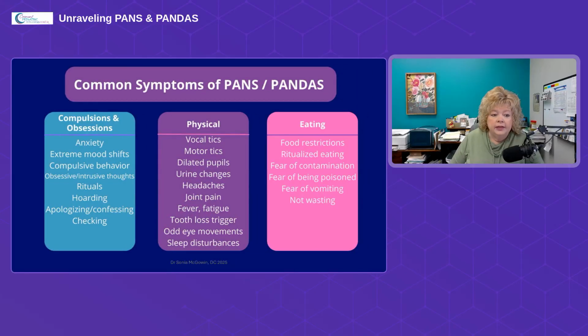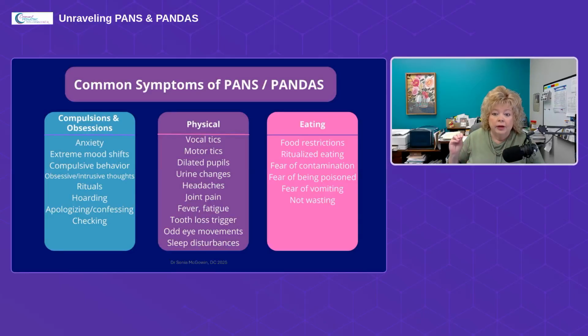All right. Obsessions and compulsions are very common. So remember that obsessions are thoughts and compulsions are behaviors. So again, we have the anxiety, the extreme mood shifts. We see compulsive behavior. Sometimes kids will talk about having obsessive or intrusive thoughts, and rituals. Rituals around bedtime and rituals around mealtime tend to be very common.